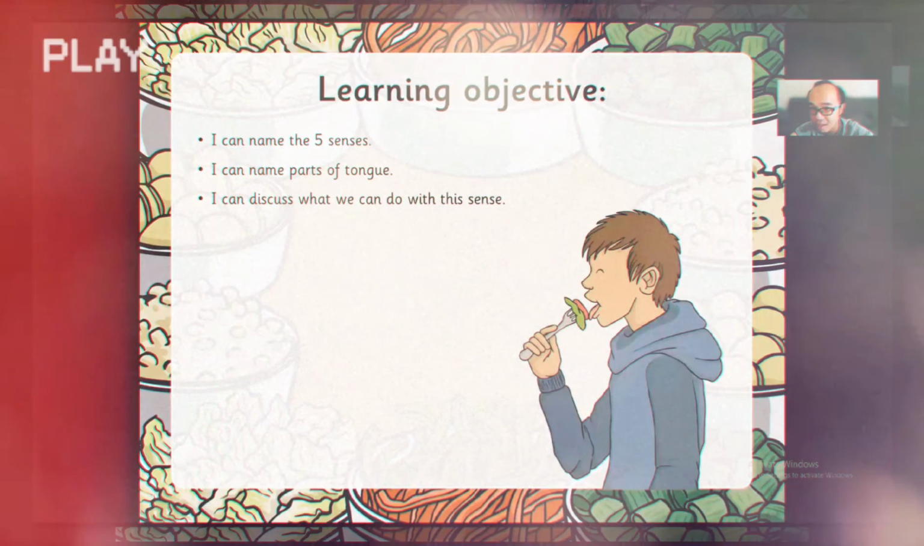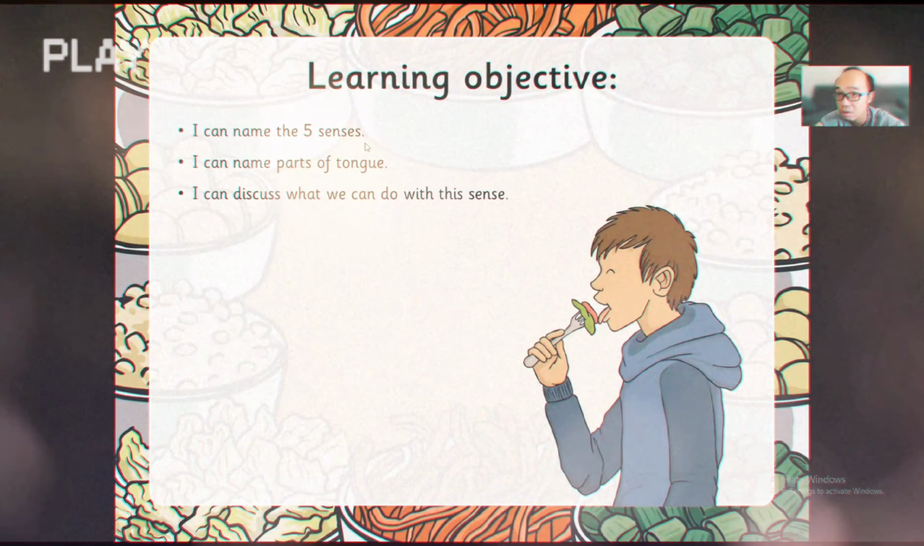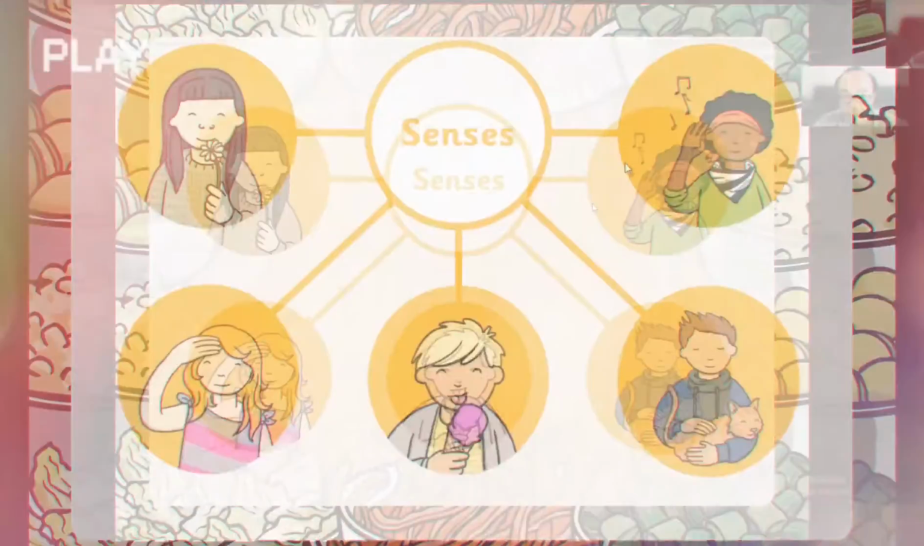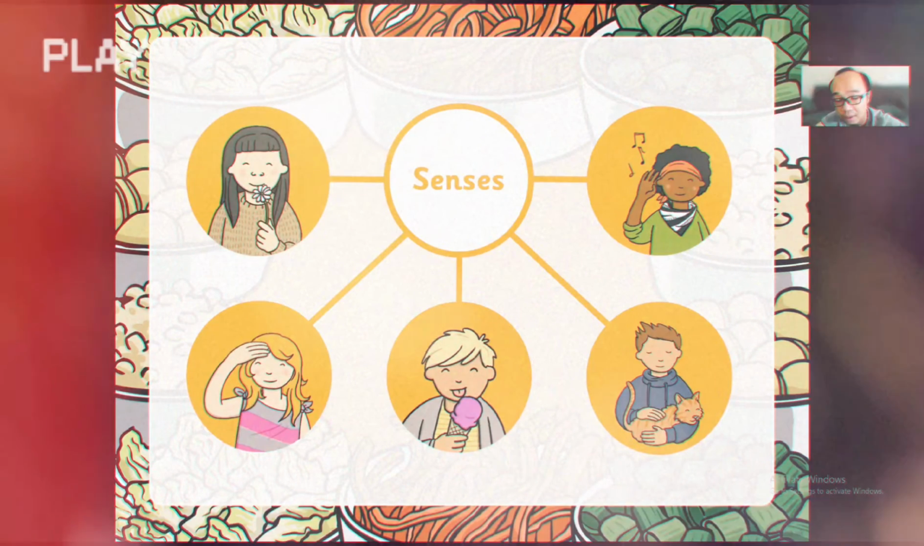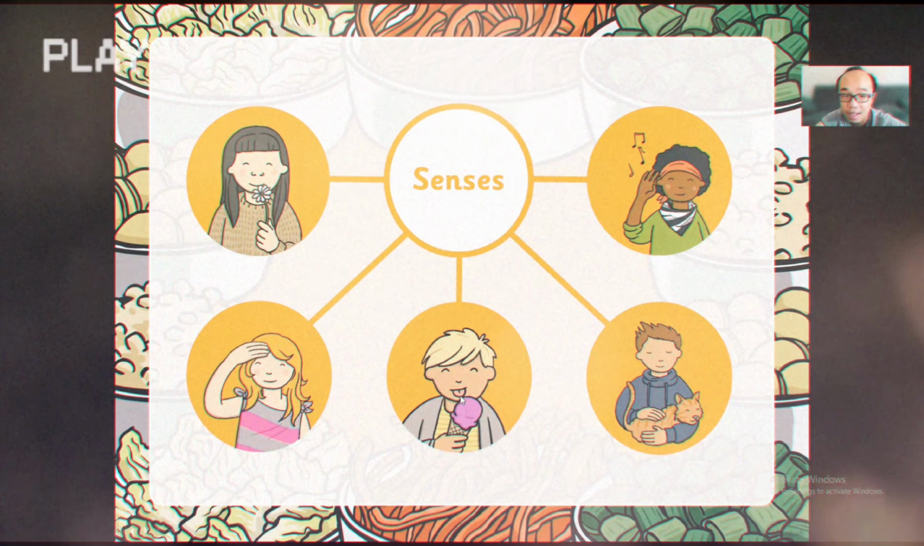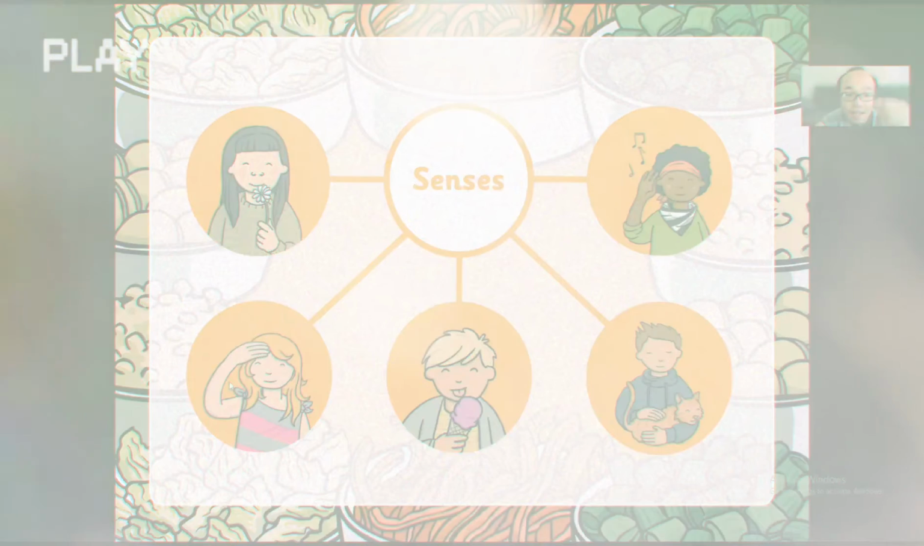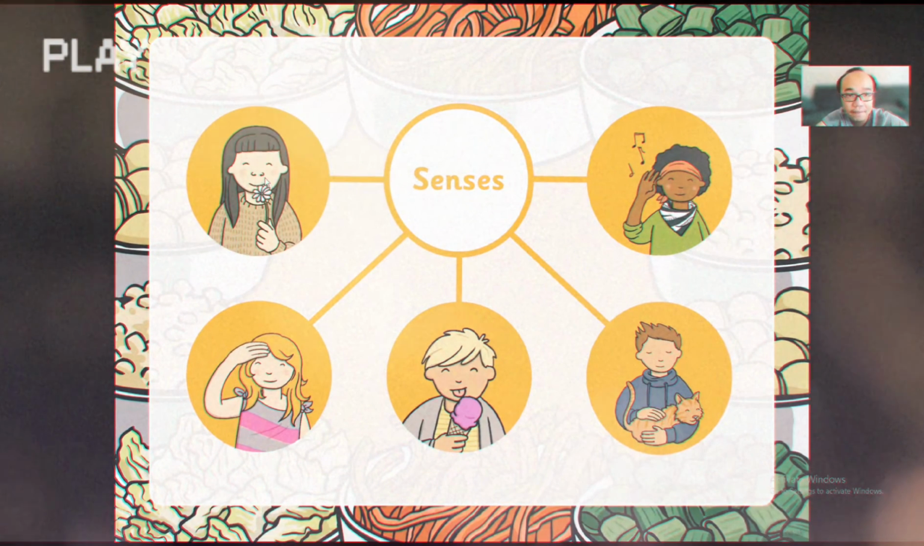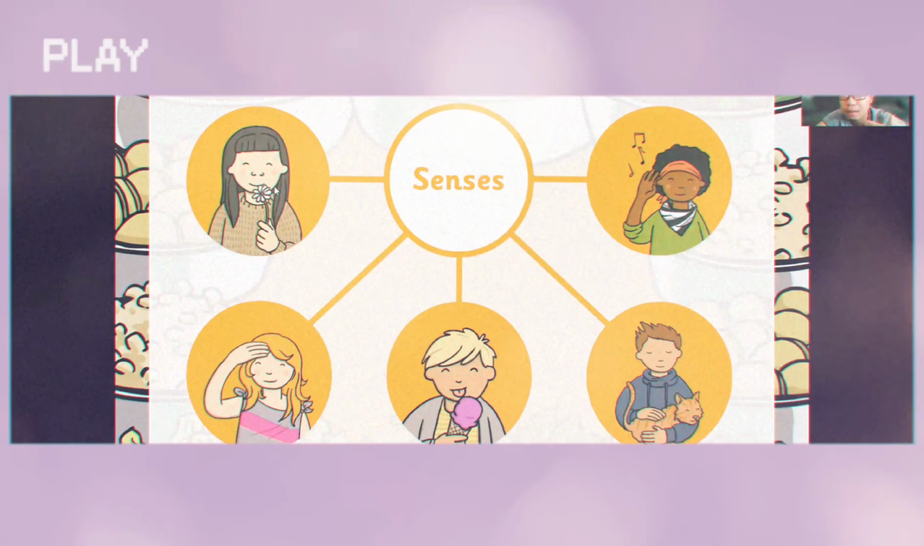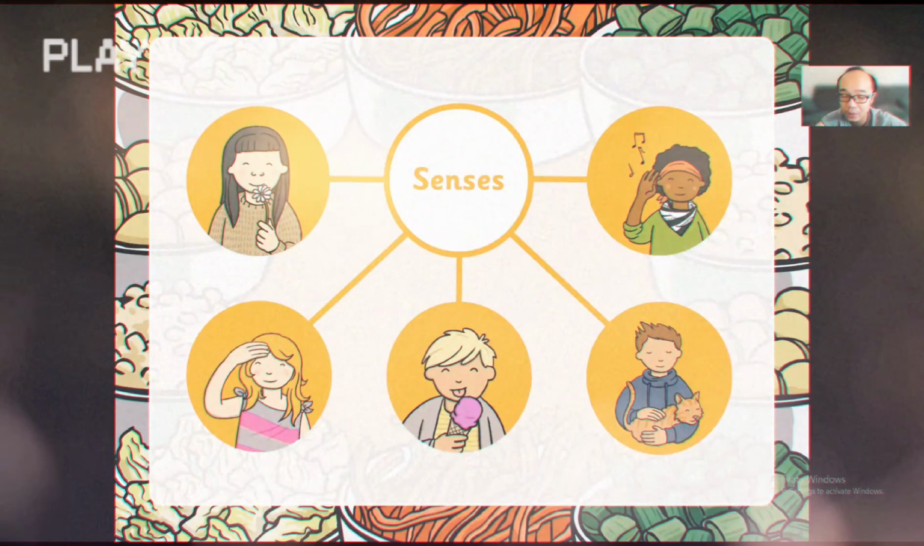Okay, 5 senses. Let's review our 5 senses. Can you still remember our 5 senses? Okay, sense of hearing, sense of touch. This one we're going to learn about next week, and sense of taste, which we are going to do today. Sense of sight. Okay, I can see, sense of sight. And the last one is sense of smell that we did last week.